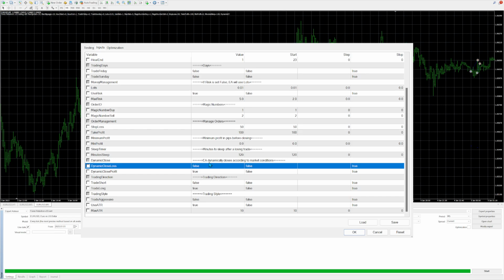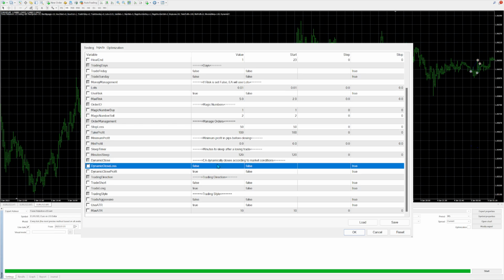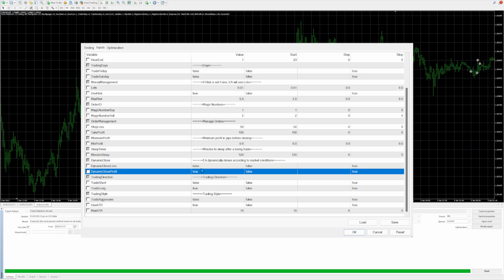Okay, so a trade will remain open in a loss until it hits the stop loss if this is set to false. Whereas the dynamic closing profit is set to true. So even if the take profit is not reached, the EA can still close a trade if it deems the market conditions suggest to do so. Okay, I've experimented quite a bit with these settings, and definitely having the dynamic close on profit set to true tends to yield the best results.